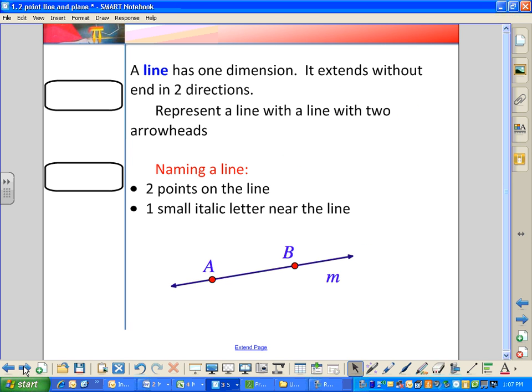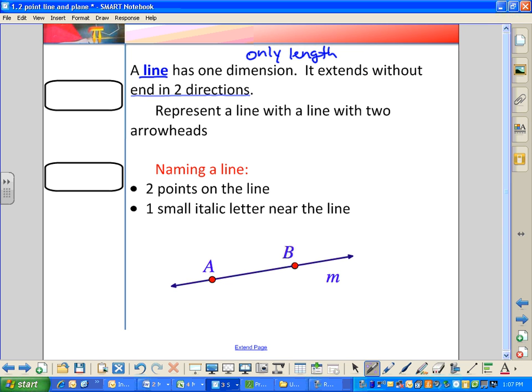So the second thing we talked about is a line. And if a point has no dimension, then we say a line has 1 dimension. It might have only length, for example, but it doesn't have width and it doesn't have height. So that means it's so skinny you can't even really see it. So it has that 1 dimension, length. And then that length extends without end in two directions. That means that your line goes on forever and ever.